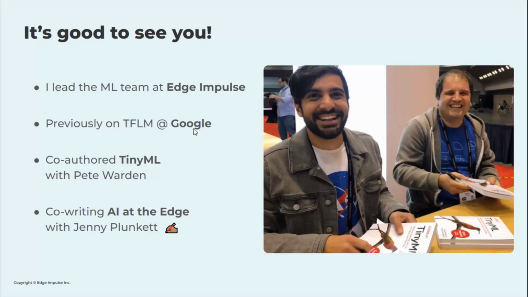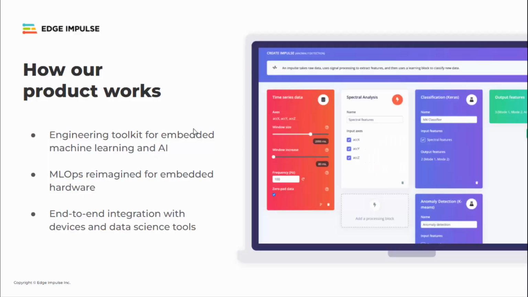So as Alessandro said, I lead the ML team at Edge Impulse. Previously, I worked on TensorFlow Lite for microcontrollers at Google, which is how I met a bunch of you. I wrote the tinyML book with Pete Warden, and I'm currently working on another one called AI at the Edge with Jenny Plunkett, which is going to come out soon.